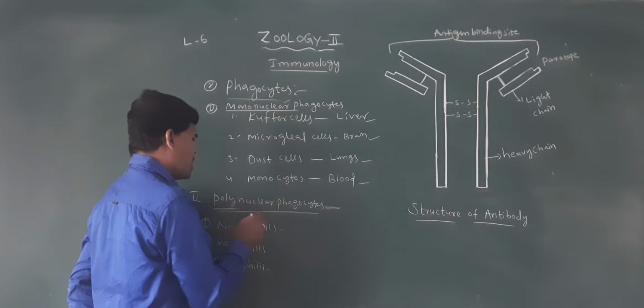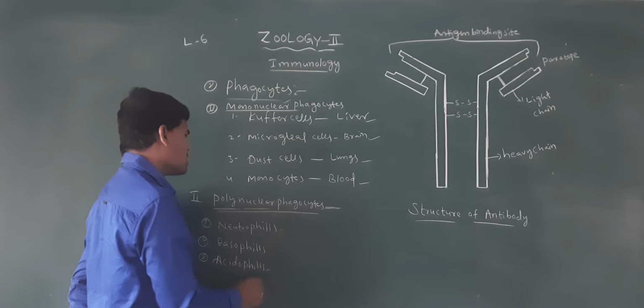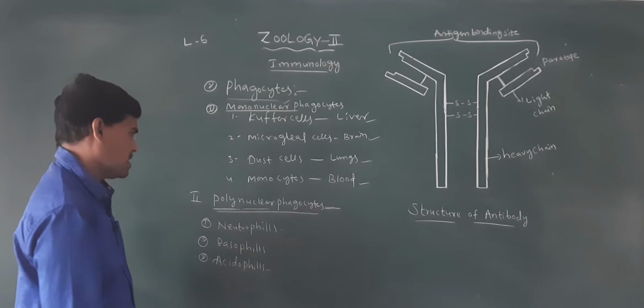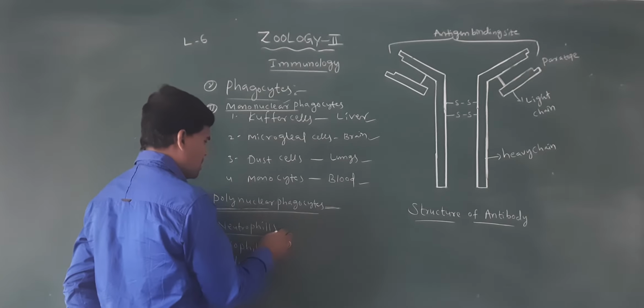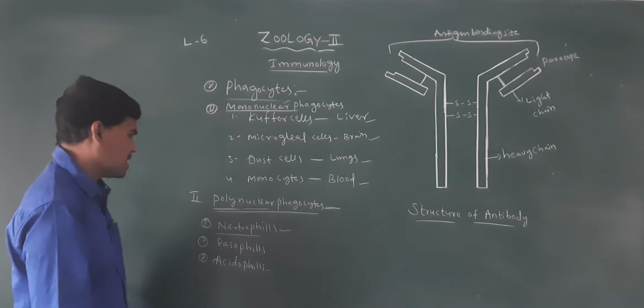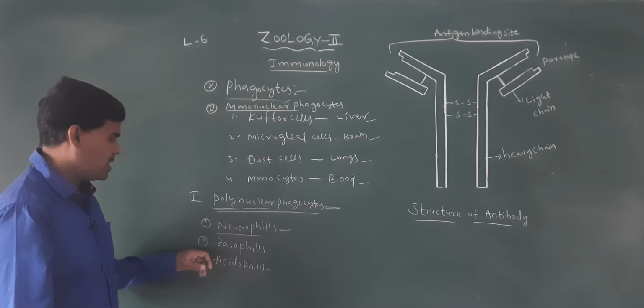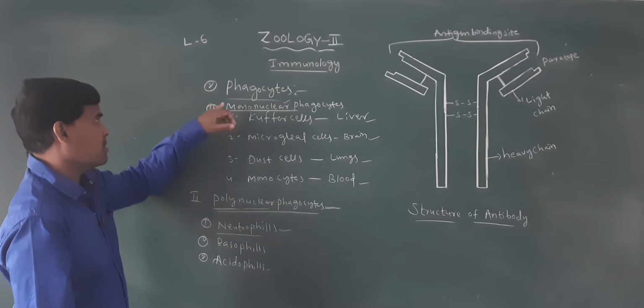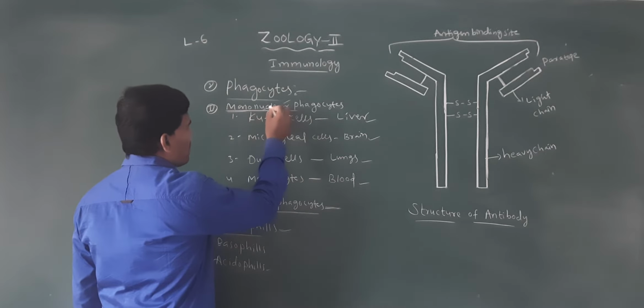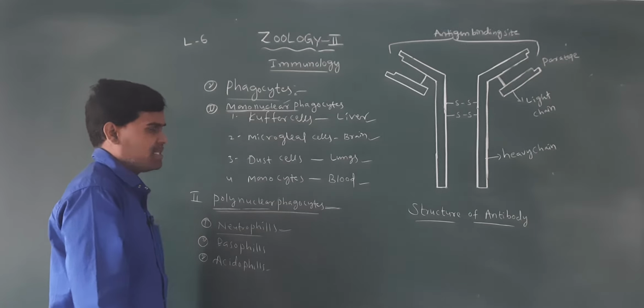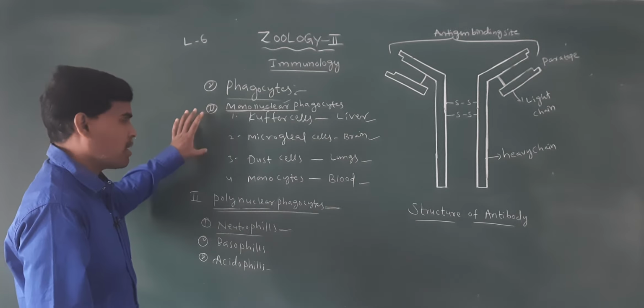Poly means two or more. A type of cell with two or more nuclei is called a polynuclear phagocyte: neutrophils, basophils, acidophils. Next, mononuclear phagocytes. Mono means a single nucleus. Cells containing a single nucleus are called mononuclear phagocytes.